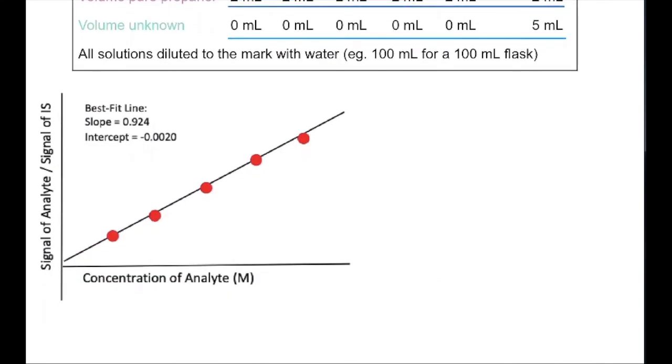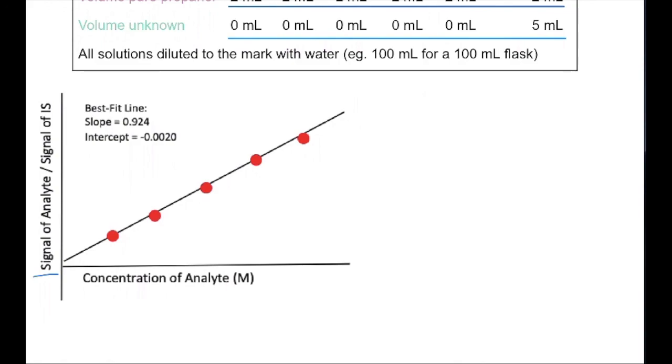So the calibration curve for this looks very similar to the external standard calibration method, but the one thing that is different is what is on the y-axis. The y-axis for the external standard calibration method is simply the signal of the analyte. But in this case, for the internal standard calibration method, we are measuring the signal of both the analyte and the internal standard. And the y-axis is going to be a ratio of those 2 signals.